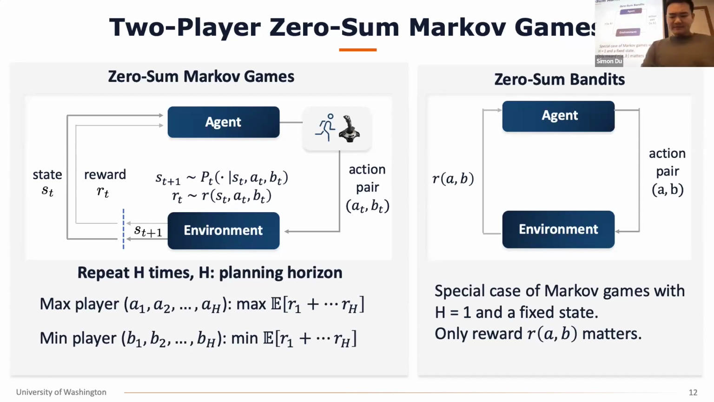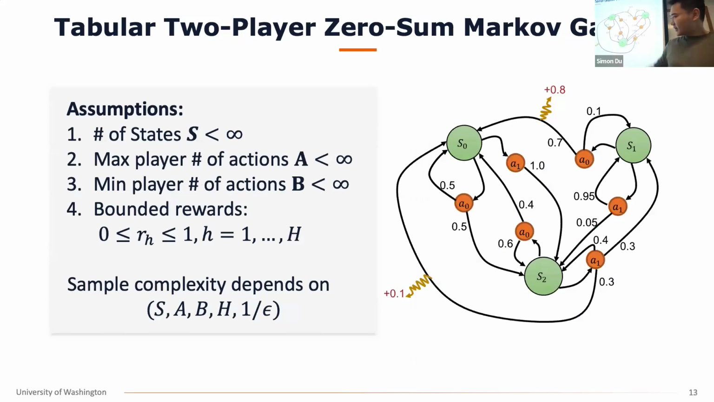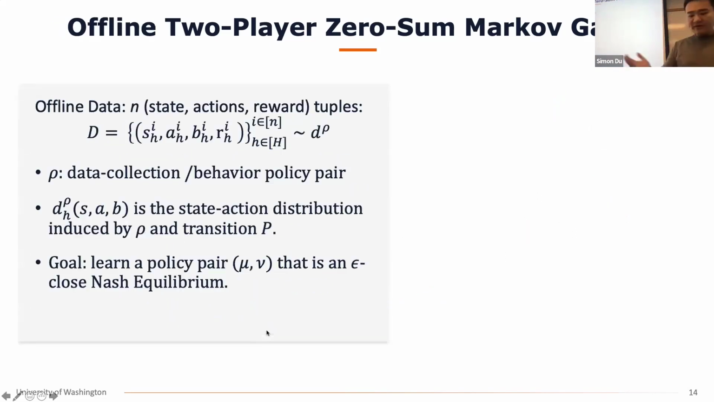All right, so generally speaking, we still study the tabular setting. We have finite states, actions, and horizon, and some more complexity will depend polynomially on the number of states, the number of actions for both players, the horizon, and the target accuracy 1 over epsilon. And again, we study the offline setting. So we have an offline data set just like before.